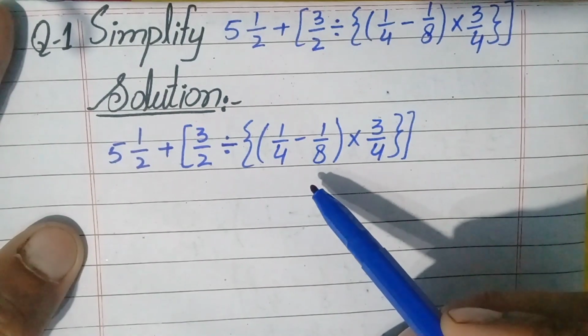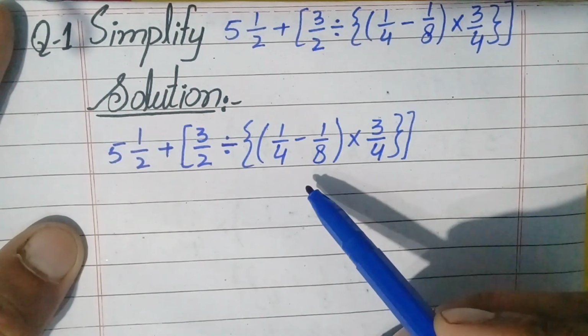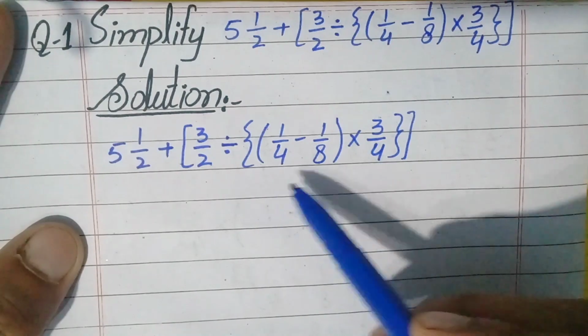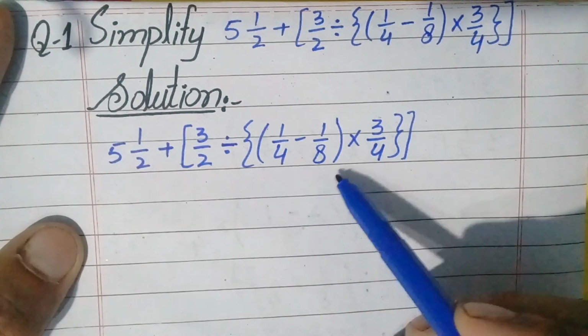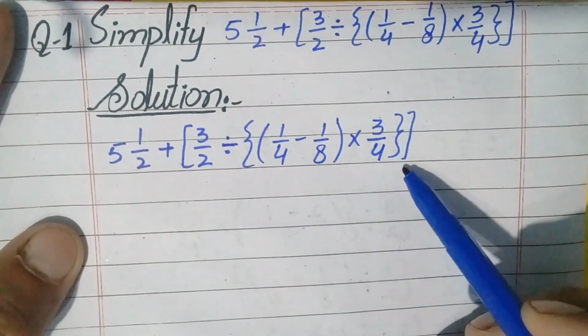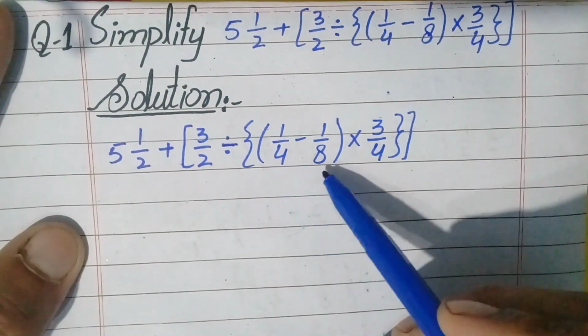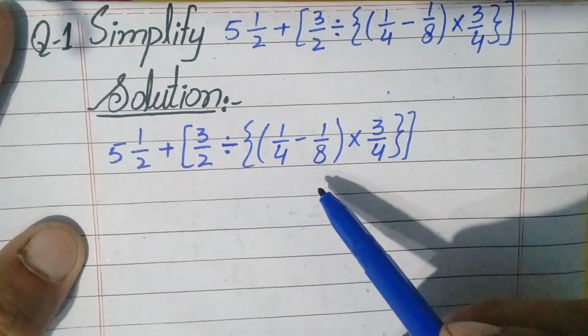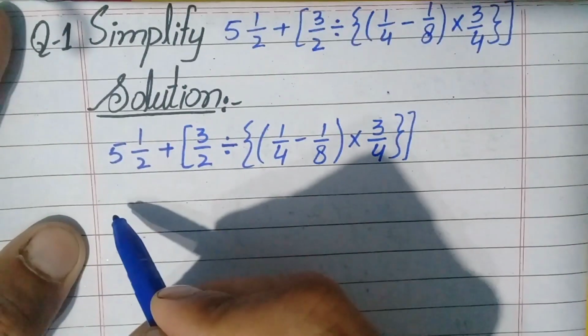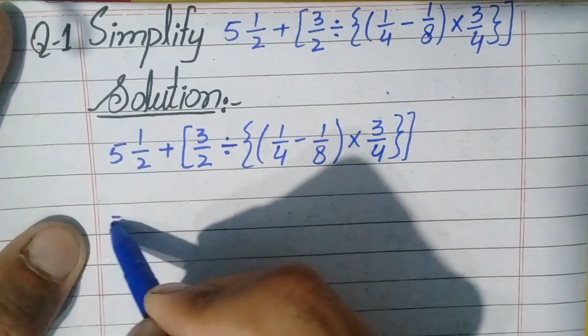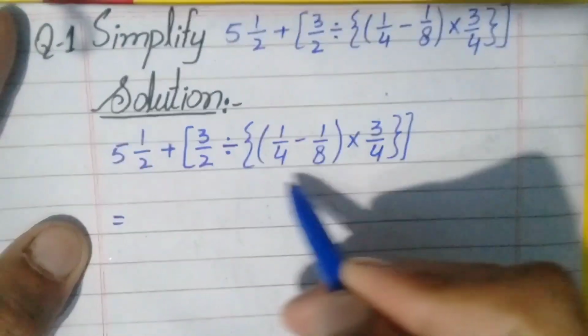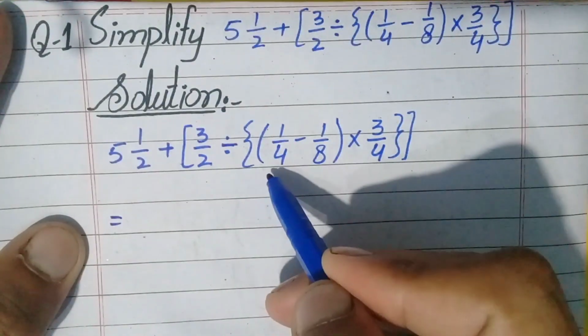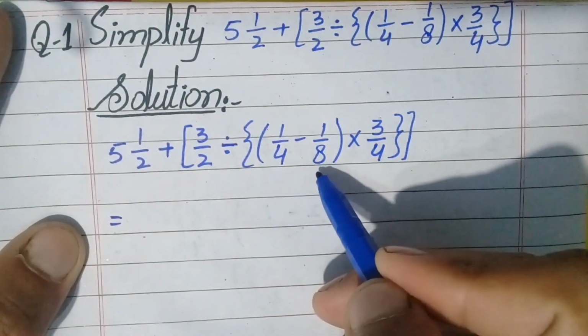Now according to the BODMAS rule, first of all we will solve the brackets, but there are three types of brackets: parentheses, braces and square brackets. So first of all we will solve the parentheses and write the remaining question the same. In the next step, write down the equals sign here and write down the remaining part of the question the same. We will just simplify the parentheses.